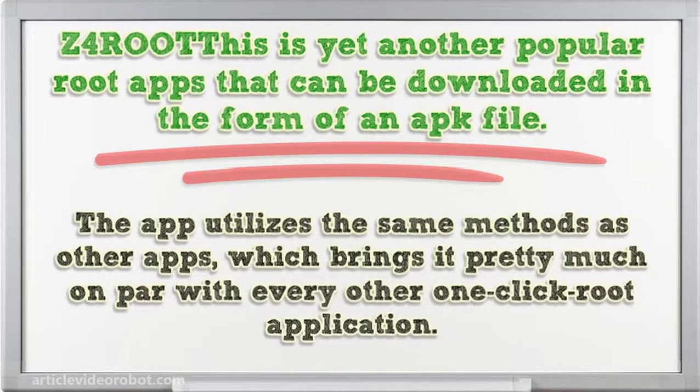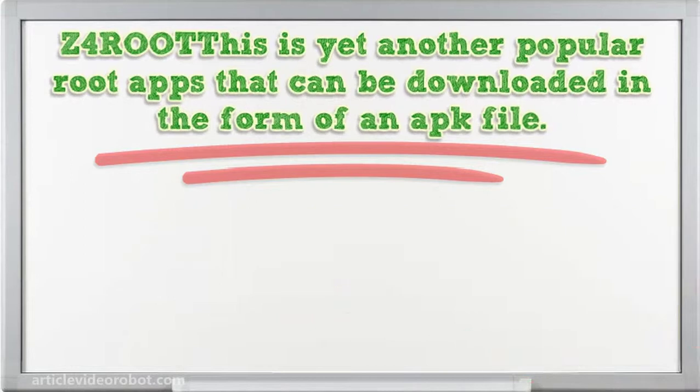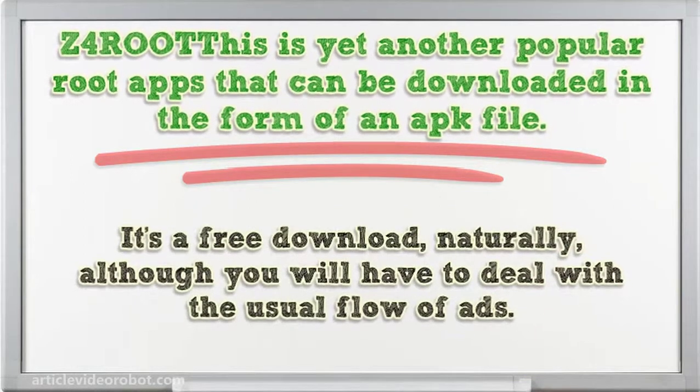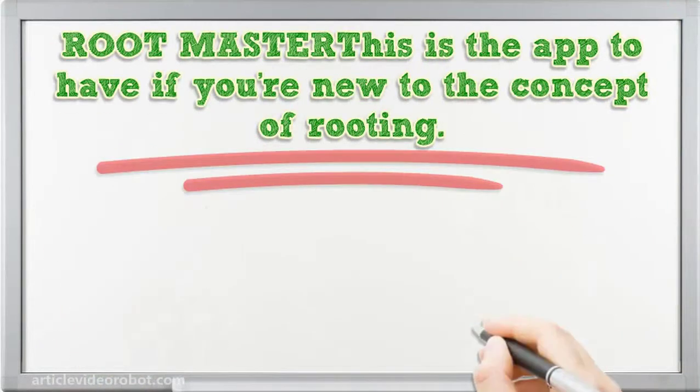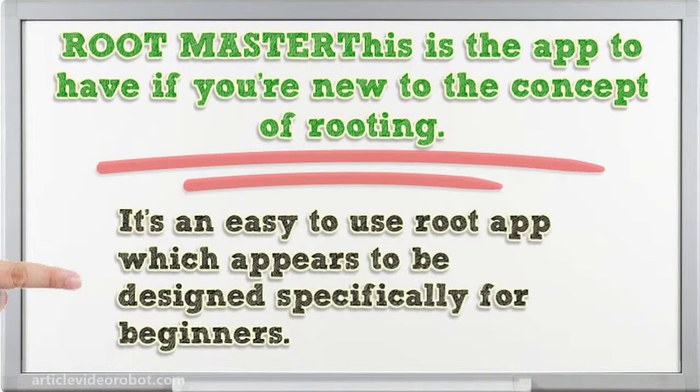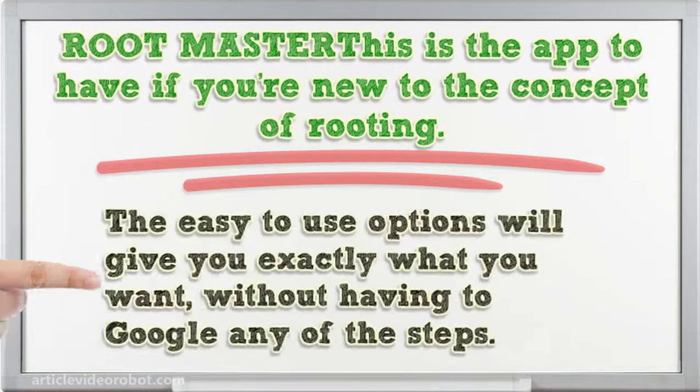Root Master. This is the app to have if you're new to the concept of rooting. It's an easy-to-use root app which appears to be designed specifically for beginners. The easy-to-use options will give you exactly what you want, without having to Google any of the steps. What's even better is that the app doesn't have any sort of bloatware or ads, making it one of the best one-click root apps for Android right now.